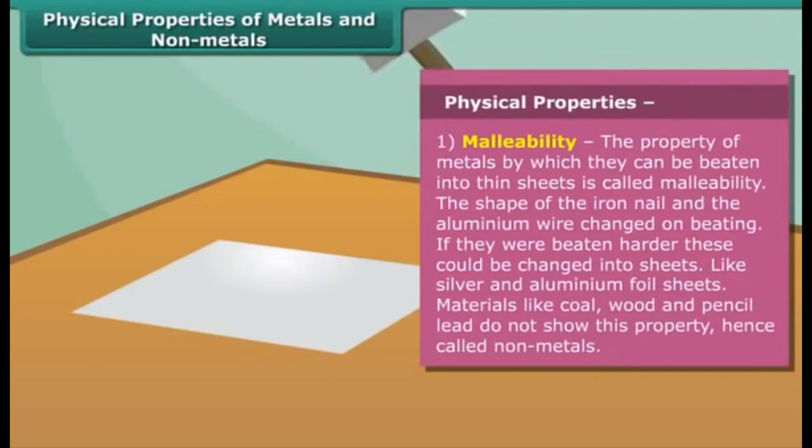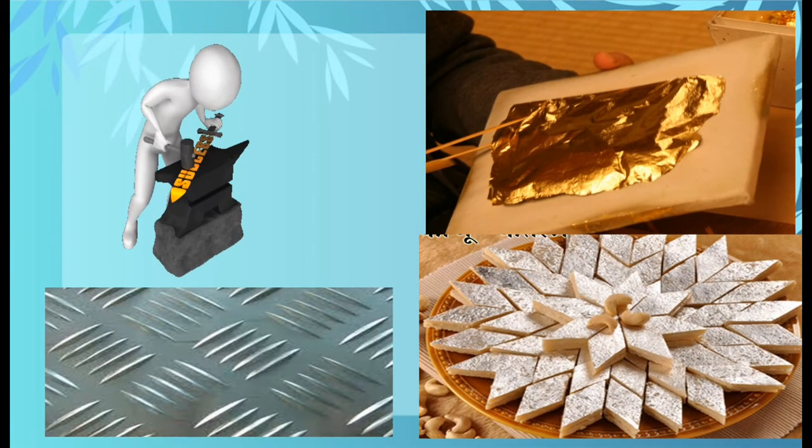The shape of the iron nail and the aluminium wire changes on beating. If they were beaten harder, they could be changed into sheets, like silver and aluminium foil sheets. Materials like coal, wood, and pencil lead do not show this property. Hence, they are called non-metals. Now here, you see the silver foil that you eat on the various sweets that you get, and here you can see the gold foil also. Anything that can be hammered to form a thin sheet has the property called malleability.